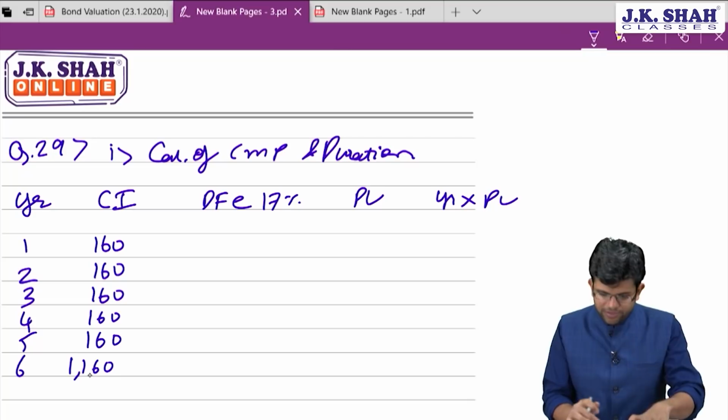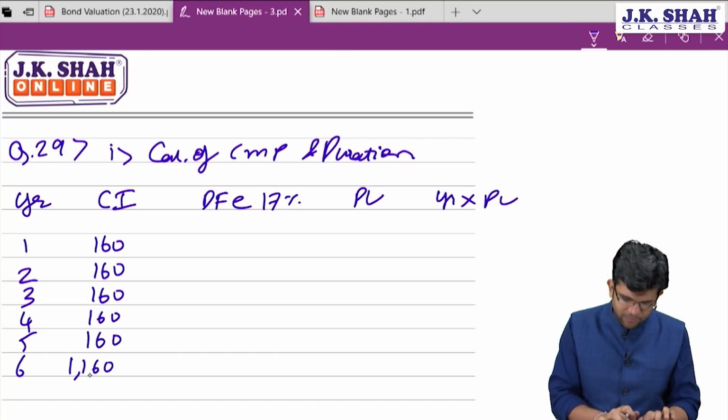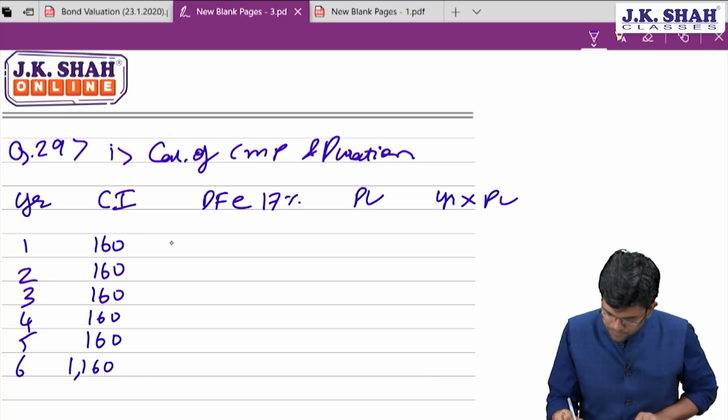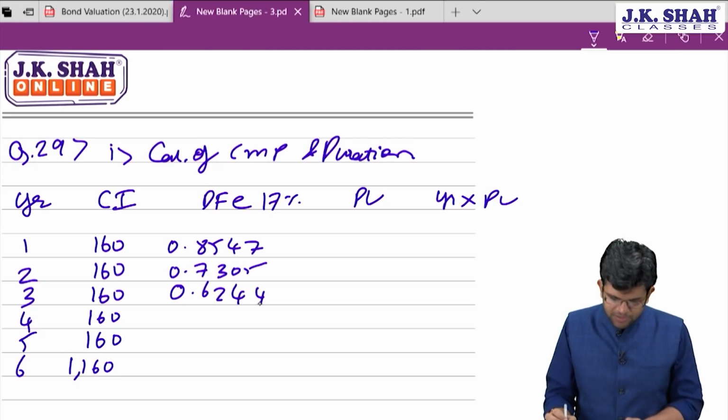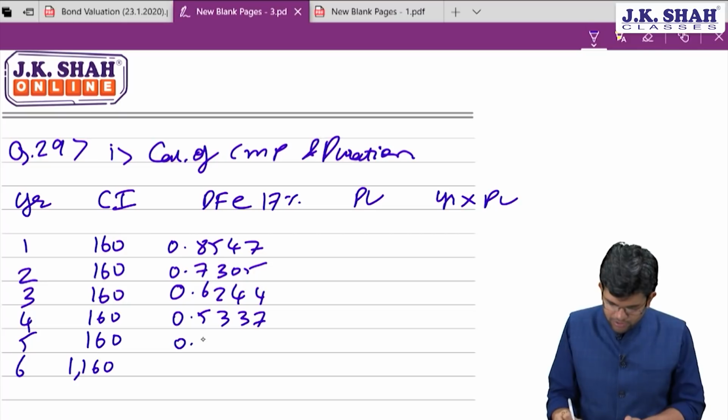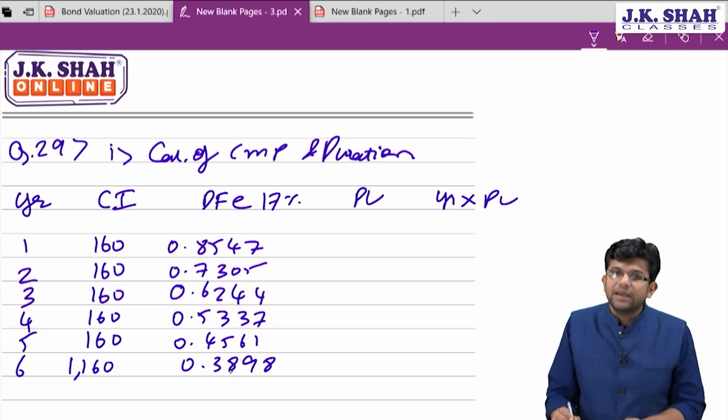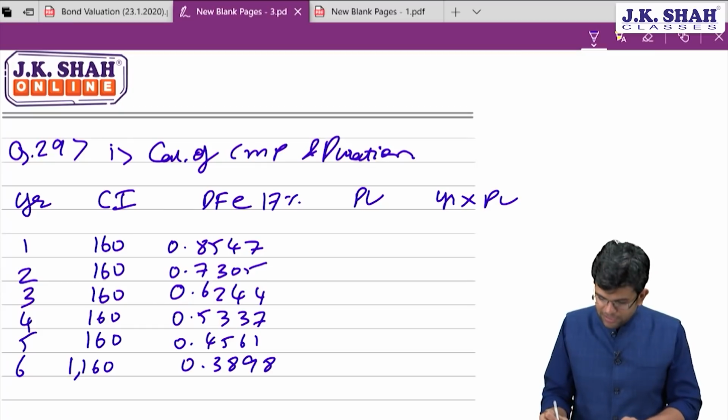Let's take the discounting factor, students. 1 divided by 1.17 equals 0.8547, equals 0.7305, equals 0.6243. Okay, 0.6244 I will take. Next is 0.5337. Next is 0.4561 and the last is 0.3898. Everybody following?